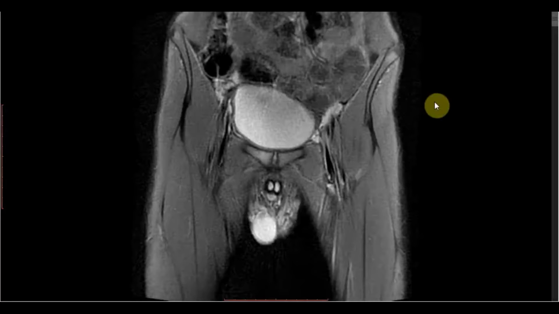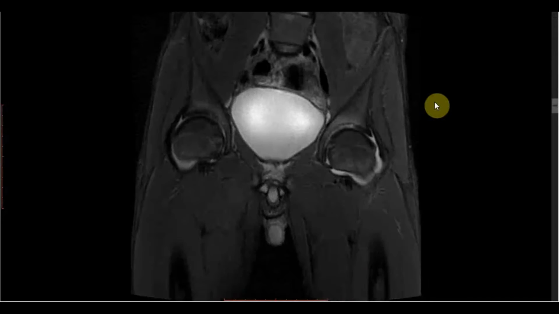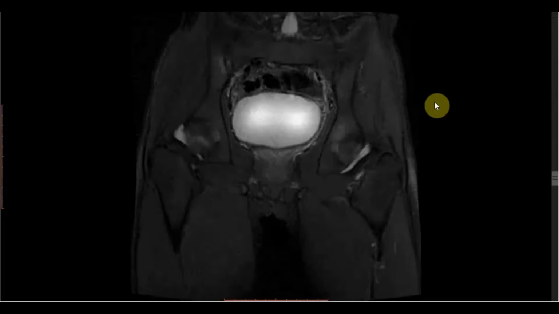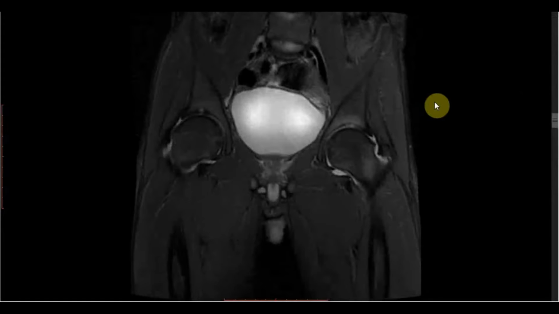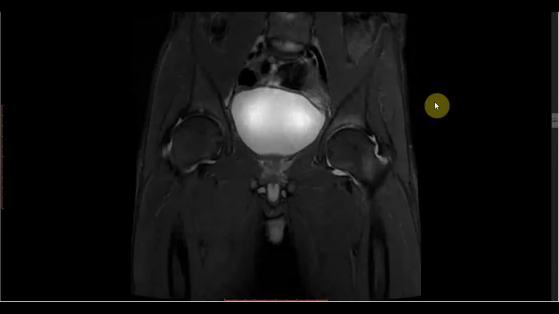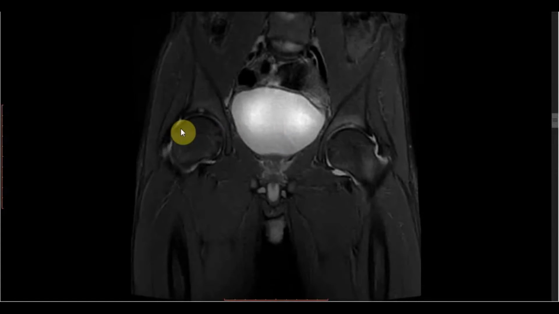Let's review this case. This is the case of a 16-year-old male patient who presented with pain in the bilateral hip and groin region. This is the coronal PD patched sequence, and we can see both heads of the femur are aspherical. So there is loss of sphericity and presence of a bump or a protrusion at the junction of head and neck.